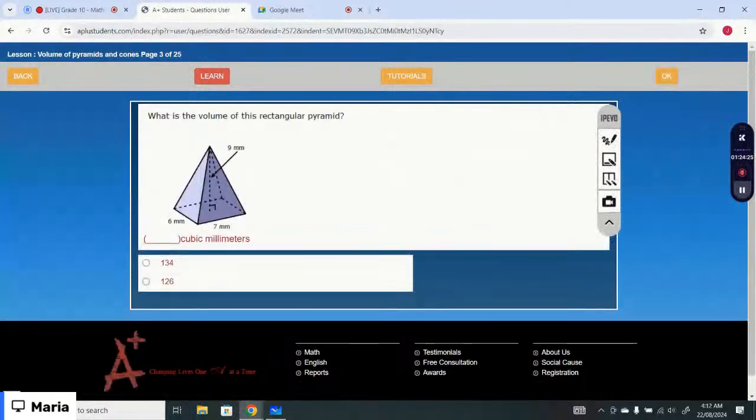Okay, what is the volume of the rectangular pyramid? So first you have to calculate the area of the base, then use the formula, that is 1/3.